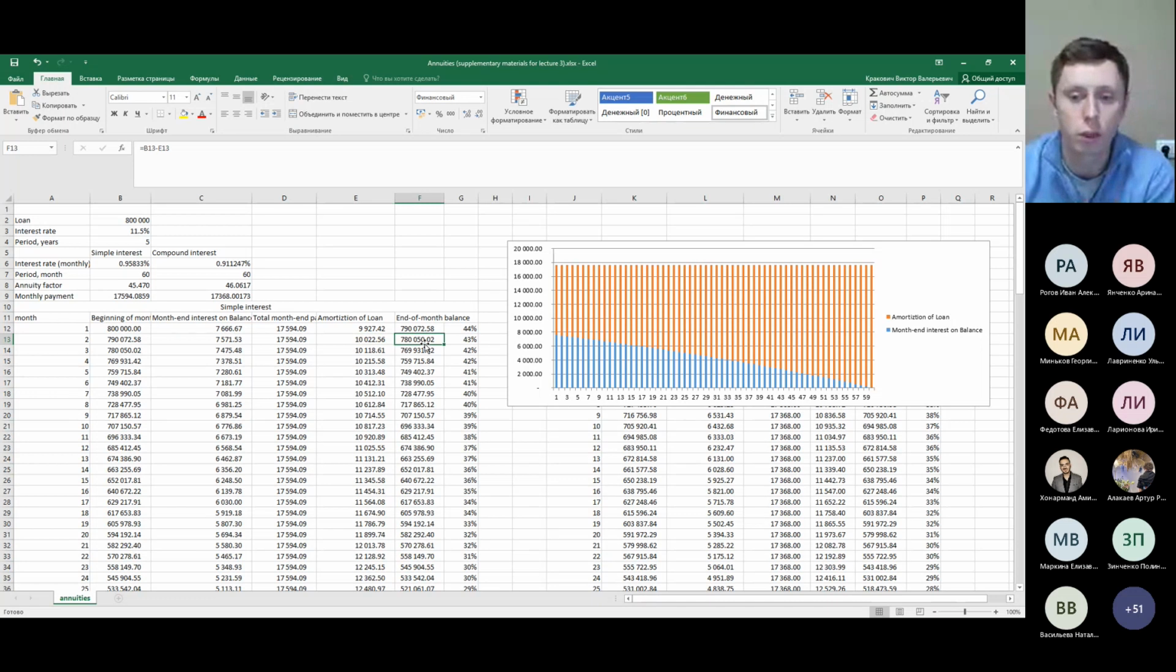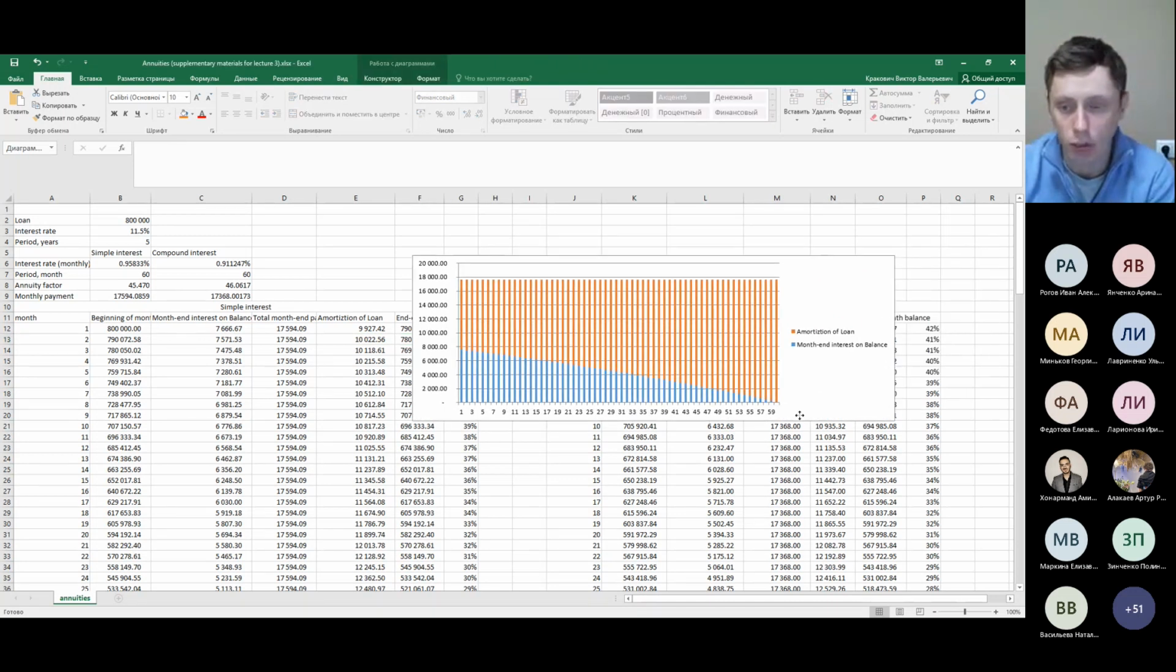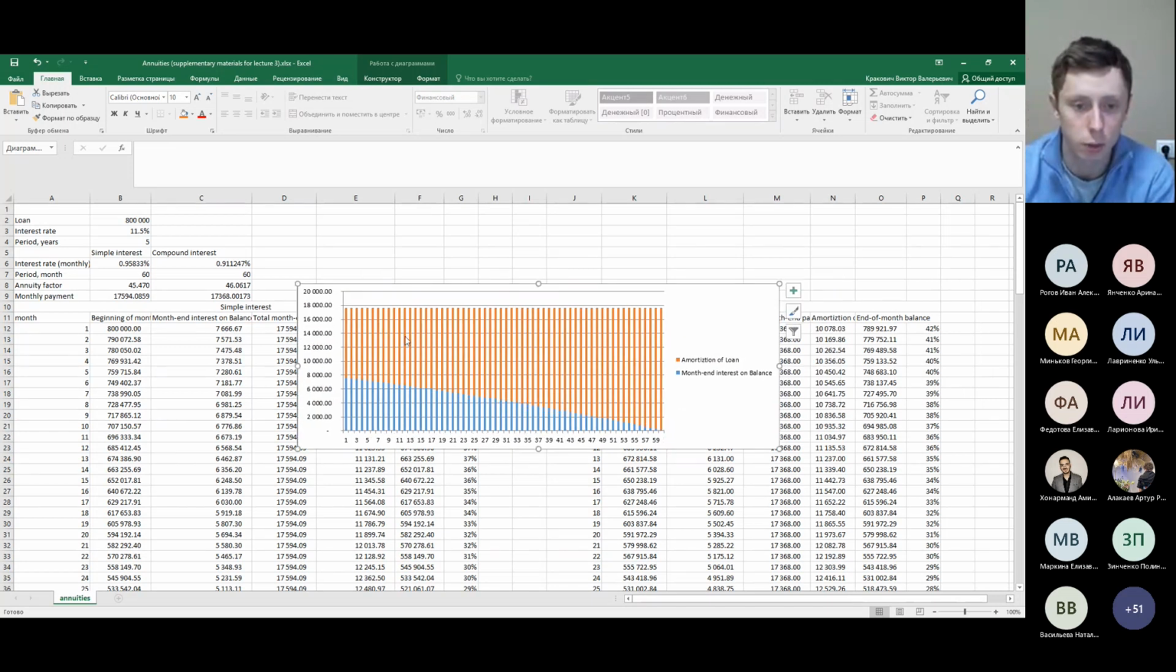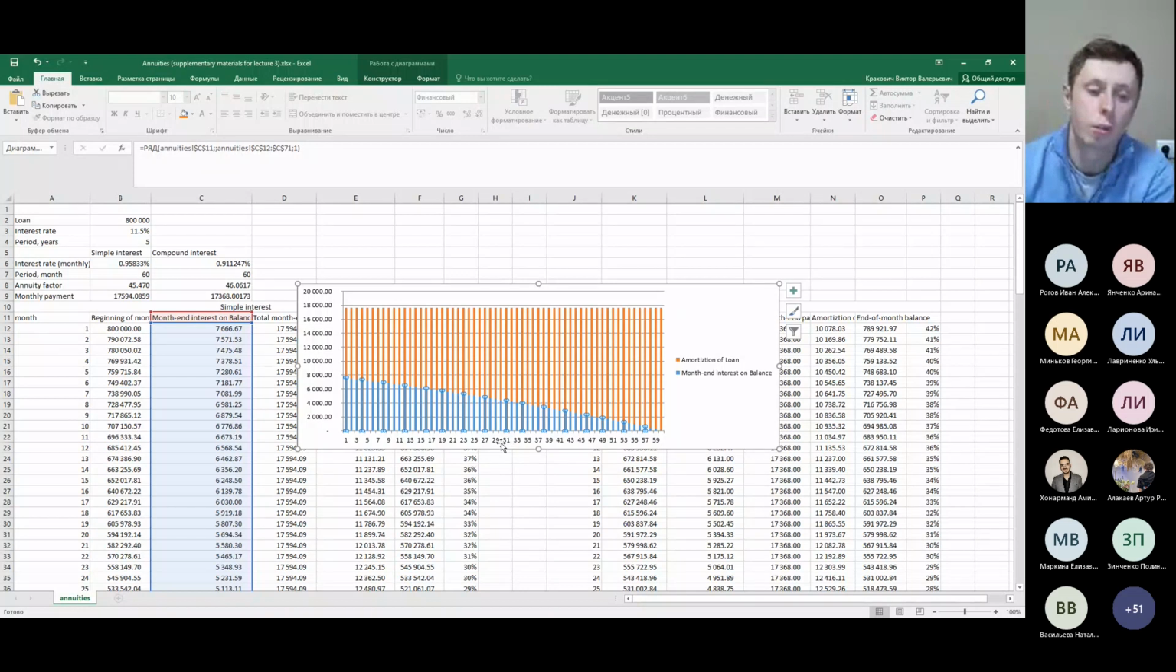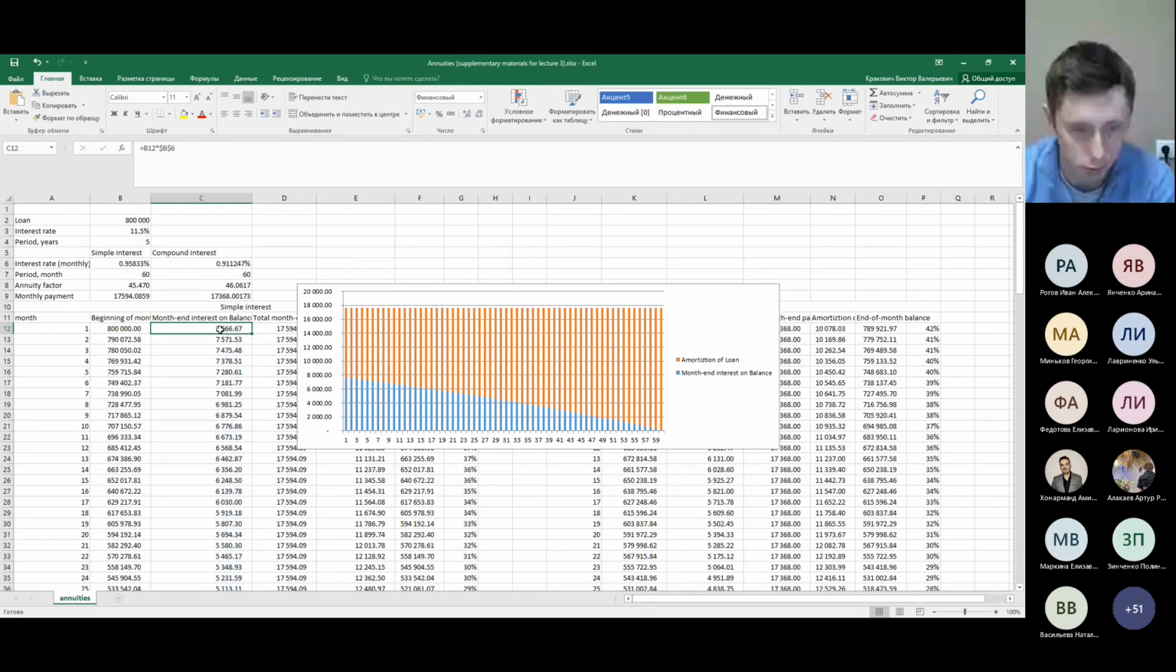So we put more money to service the debt, and over time, the fraction of the amortization of the loan is increasing, and the payment to cover the interest is decreasing. That is why it is better to pay the money as early as possible. If you have some extra money to cover the debt, it's better to pay it earlier. Then you save the most on the interest payment.